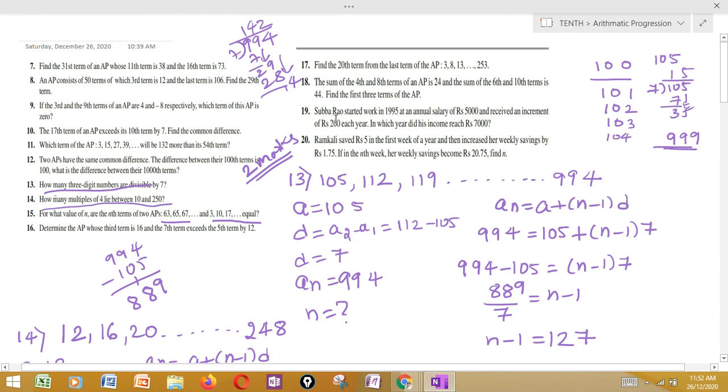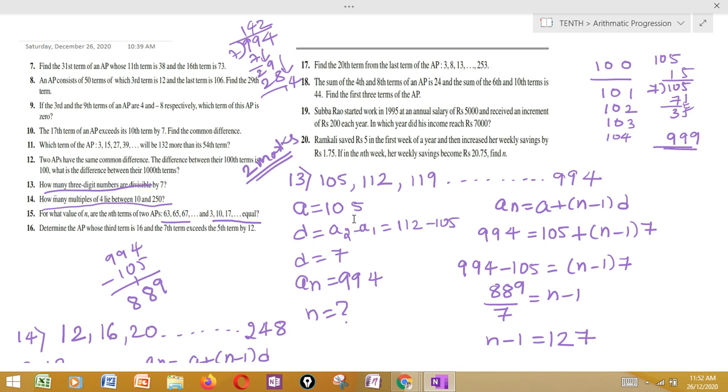Now read the next question. 19th question, today's last question. Can you see the screen or not? Yes, sir. Read that Ramesh question. Ramesh was in 1995 at an annual salary of rupees 5,000 and received an increment of rupees 200 each year. In which year did his income reach rupees 7,000?